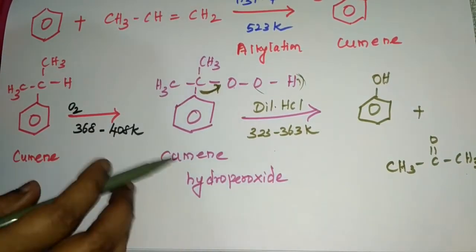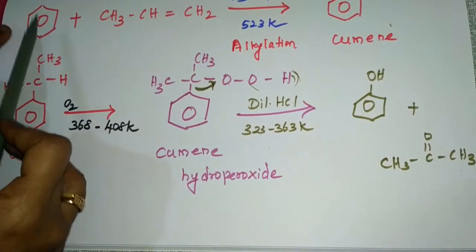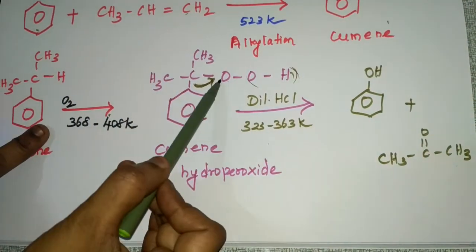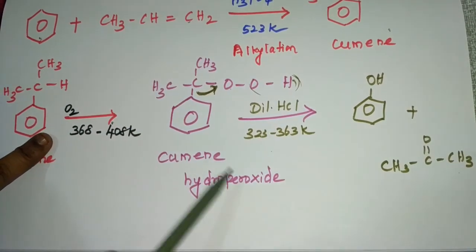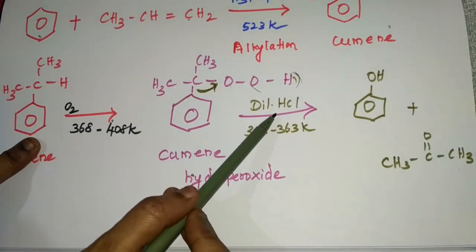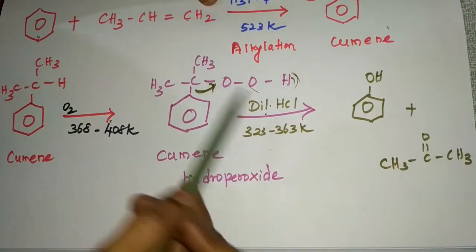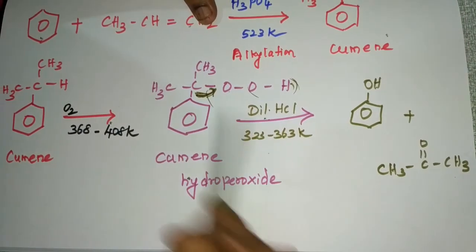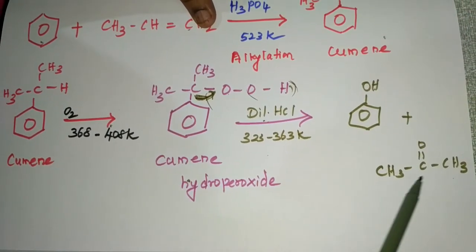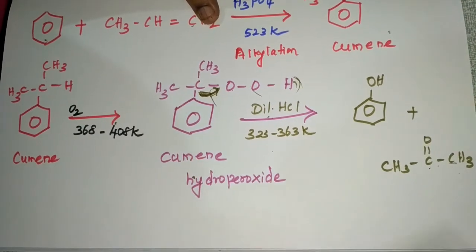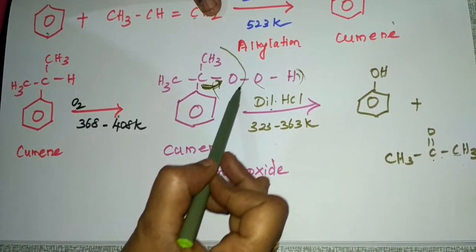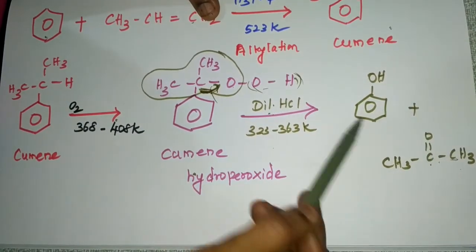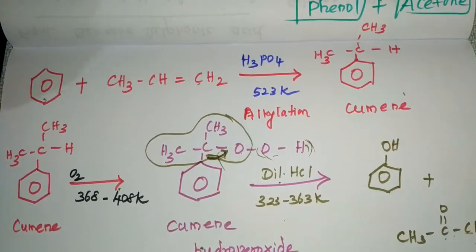So this is the manufacture of phenol from cumene. For the formation of cumene, take benzene and propene. Cumene is formed. Then oxidation, where you add oxygen here, and you will get cumene hydroperoxide. Again you add dilute HCl to this, and the electrons get transferred and the bond breaks. Acetone, CH3 C double bond O CH3, will come out separately. And OH only is remaining, that is your phenol.